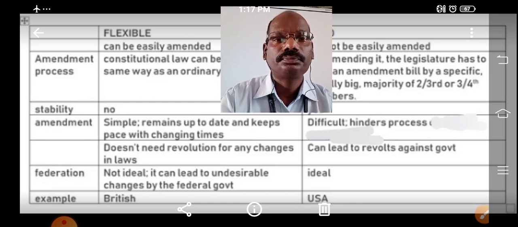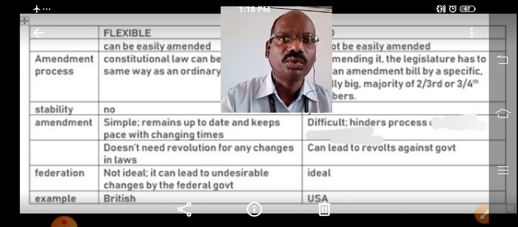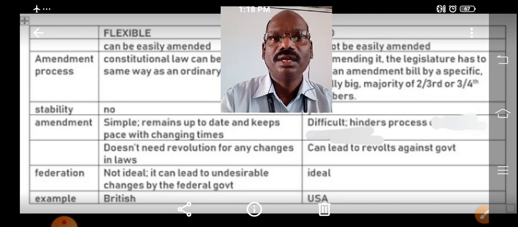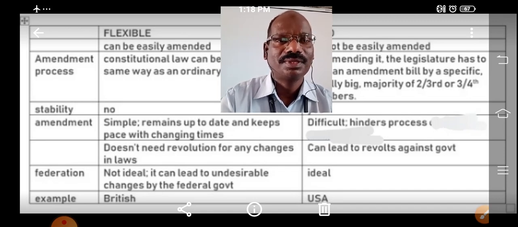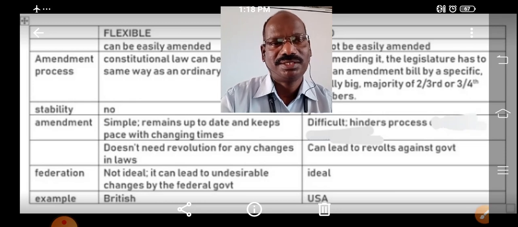Then the example. The British Constitution is an example of a flexible constitution, and the USA's Constitution is an example of a rigid constitution. Then what about the Indian Constitution? The Indian Constitution has both characters, flexible and rigid. It is flexible, but there are some processes there. We will study how to make changes or amendments in the constitution in our next classes.